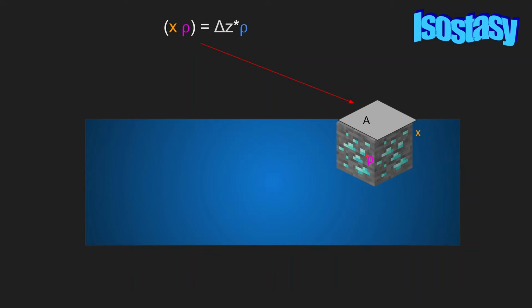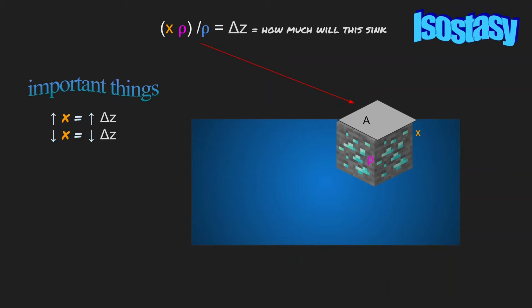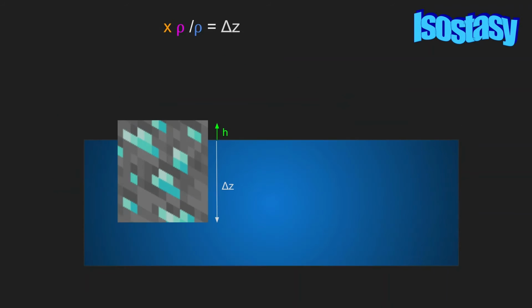Now we can simplify to a much prettier equation that gives us delta z, the depth into the liquid the rock will sink. Because of the physics at play, this equation tells us that a thicker rock will sink deeper and vice versa. And a rock with higher density will also sink deeper than a rock with lower density. Now we've proven the general principle of isostasy. Not too shabby. But we can go even further.